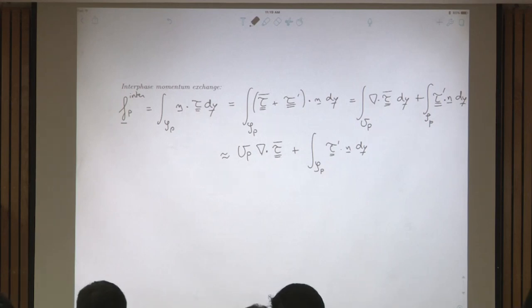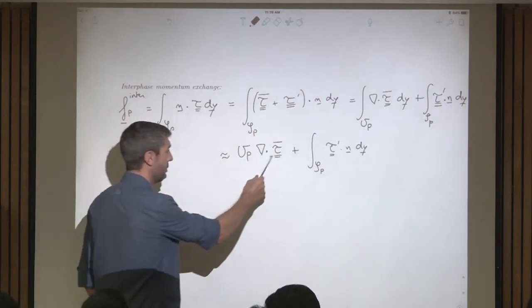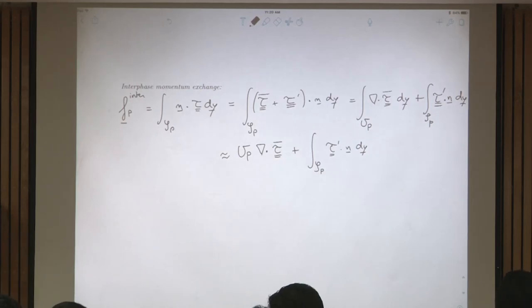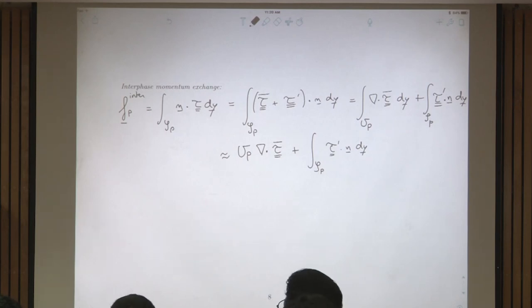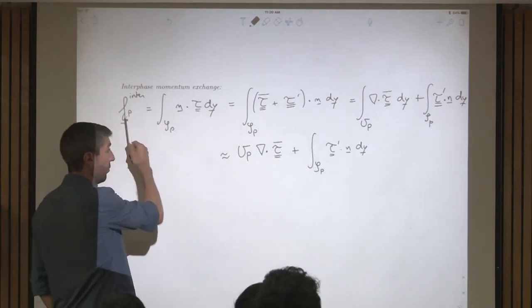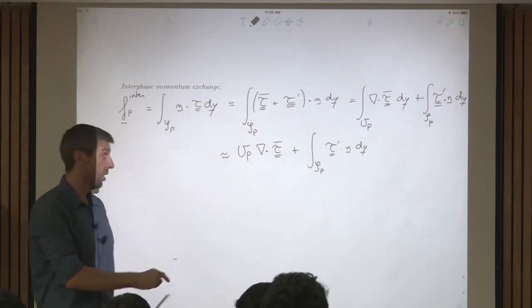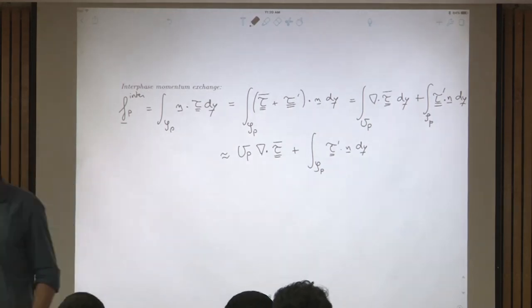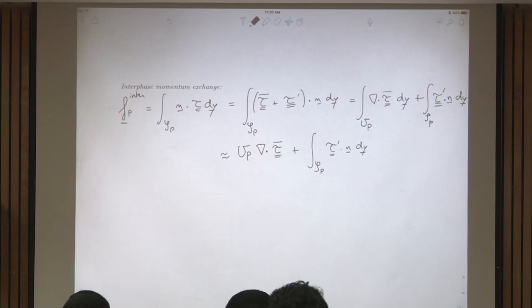Now, you'll notice here, I think I'll make it a bit more obvious in a second, this filtered stress tensor will contain, first and foremost, the effect of the pressure. So the divergence of my filtered stress tensor will contain the gradient of my filtered pressure. So one of the components of the force that the particle feels is its volume times the gradient of the filtered fluid pressure. Well, that's exactly buoyancy. Okay?